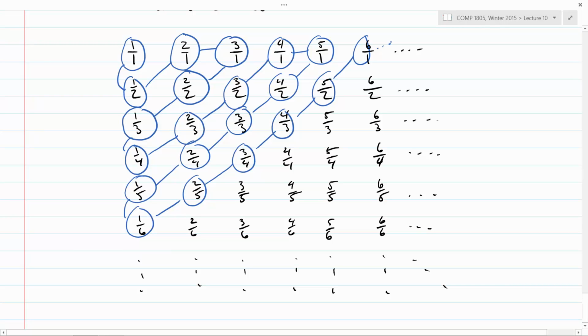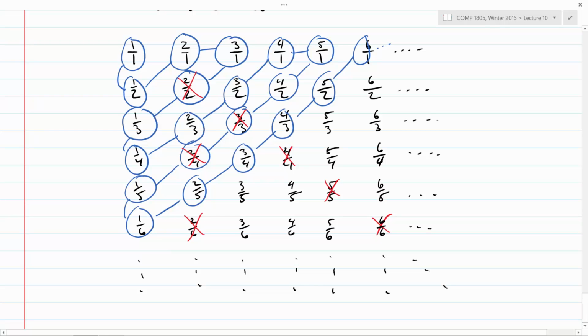I need to do a little bit more work because right now I'm putting some numbers multiple times in my list, so I need to get rid of some of them. For example, I've already output 1, so I don't output 2 over 2, 3 over 3, 4 over 4, 5 over 5, 6 over 6. I've already output 1/2, so I won't output 2 over 4, which is down here. I've already output 1/3, so I won't output 2 over 6, which is here, and so on. So I have to cross a bunch of things off. I haven't done all of them here yet, but that's the idea.